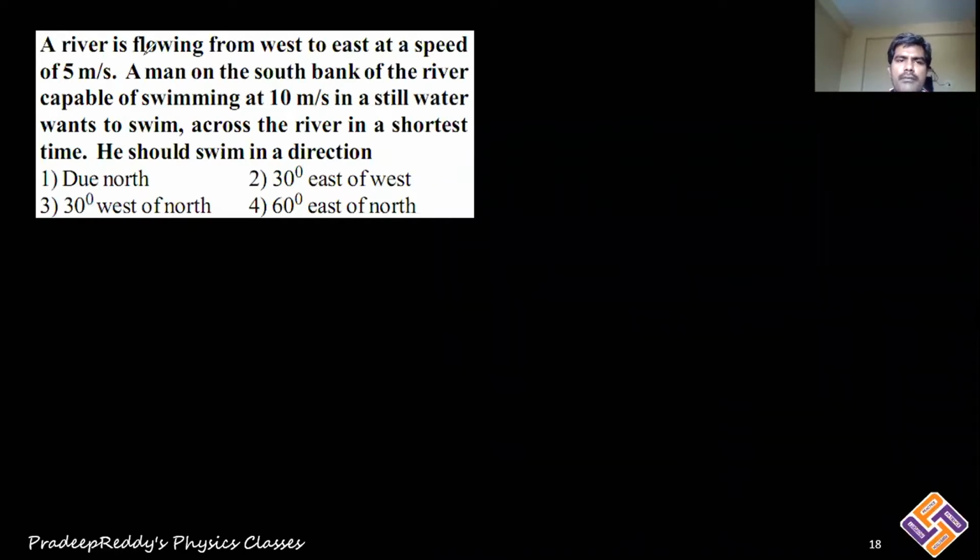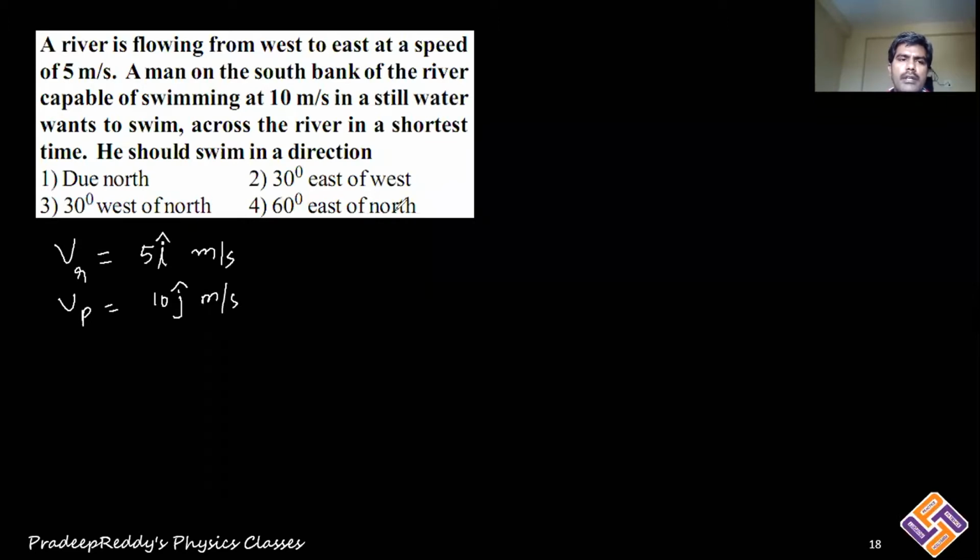The river is flowing from west to east at a speed of 5 meters per second. Velocity of the river is 5. It is from west to east, therefore I take 5 I cap meters per second. That is the velocity of the river. Next, a man on the south bank of the river, capable of swimming at 10 meters per second in still water, wants to swim across the river in the shortest time. So velocity of the person is equal to 10. He is starting from south and going towards north. Therefore, it is 10 J cap meters per second.